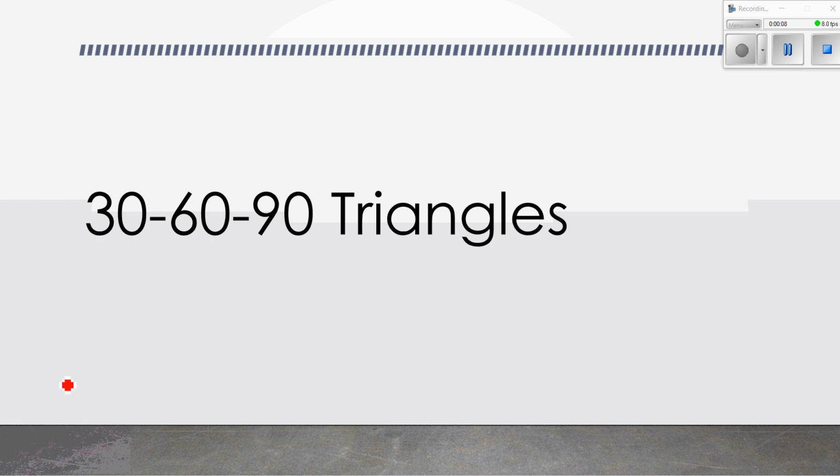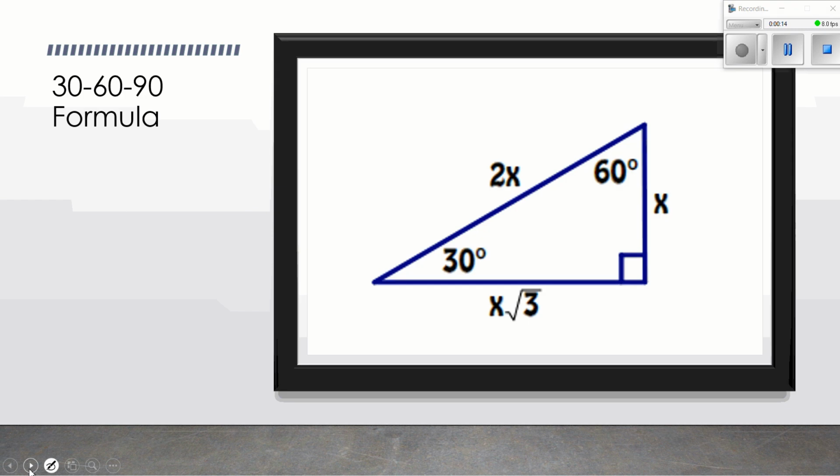The last few days we've spent learning about 45, 45, 90 triangles. Today we're going to go over a new type of special right triangle, and it's going to be your 30, 60, 90 triangles. Now 30, 60, 90 still follow a pattern, but it's a different pattern. On this one, you have the x across from your 30. You have a new one, x root 3, across from your 60. And you have 2x across from your 90.